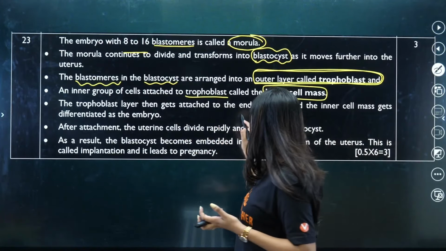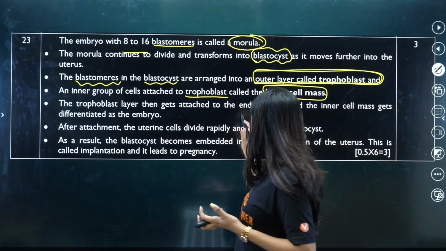After attachment, the uterine cells divide rapidly and cover the blastocyst. Okay, all this is done for the preparation. They're preparing the entire womb for the baby to be implanted, right? As a result, the blastocyst becomes embedded in the endometrium of the uterus. And this is called implantation and it leads to pregnancy. Clear? Easy? Okay, so students, look here. You can see the mark division, 0.5 into 6. So, they expect half marks for each point. That's all. Only half marks is there.